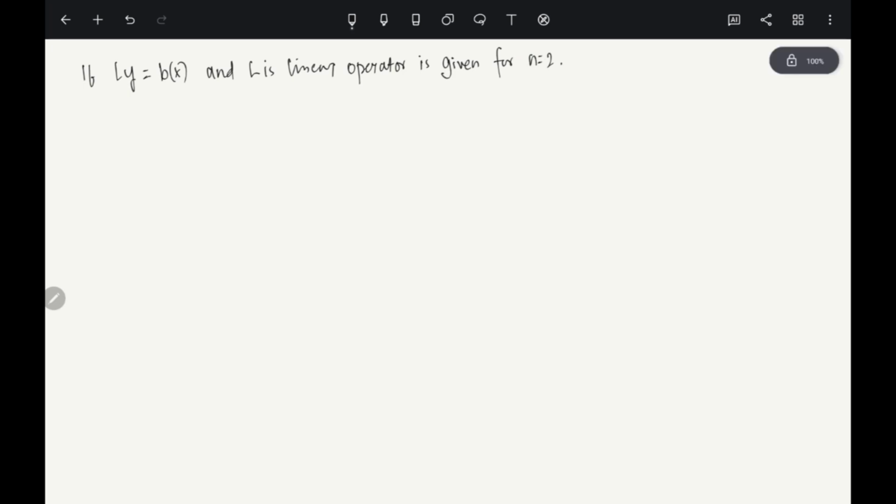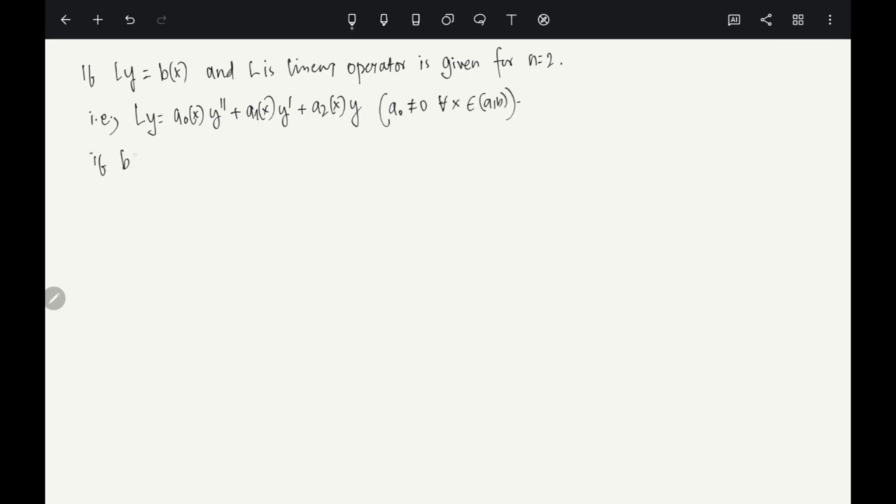So basically, what I am trying to say is this. L of y looks like this: a0(x) y double prime, plus a1(x) y prime, plus a2(x) y. Clear? And here, of course, I am assuming a0 is not 0 for all x in whatever (a,b). (a,b) can be R also. Now you see, if B(x) is 0, then the equation is called a homogeneous equation. In this case, it is called a homogeneous linear second order equation.